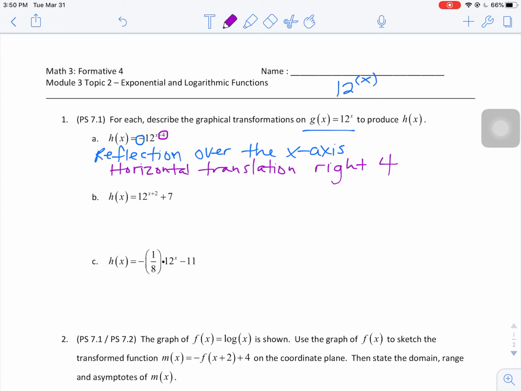In part B, the x plus 2 is in the exponent, so that would be considered inside the parentheses. So it's always the opposite of what we think it should be. So the plus 2 means we're actually going to go left 2.